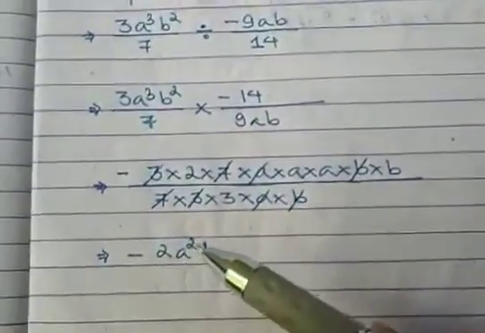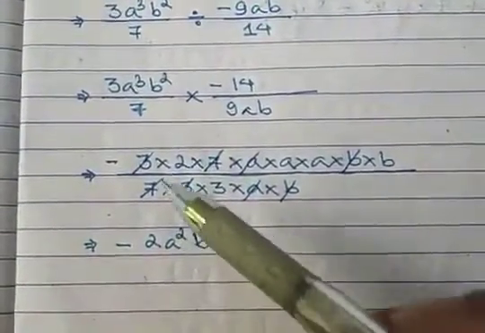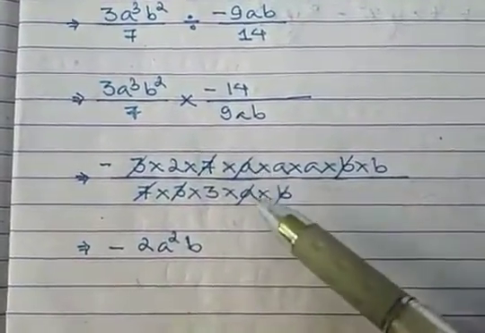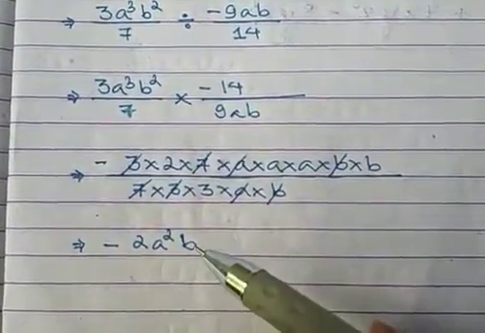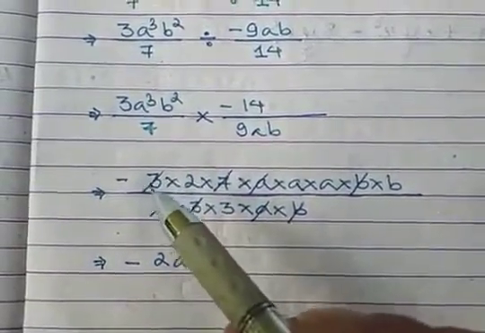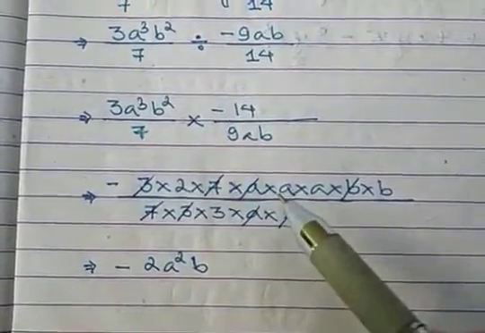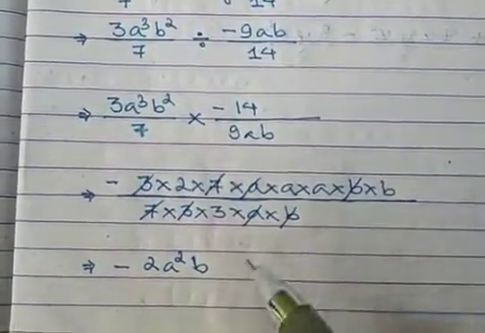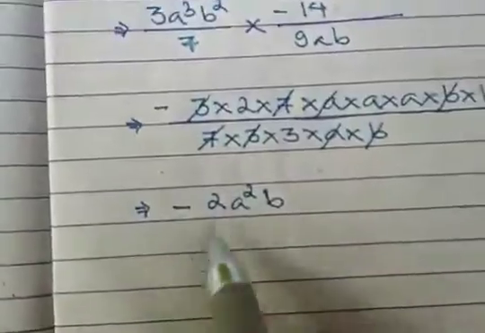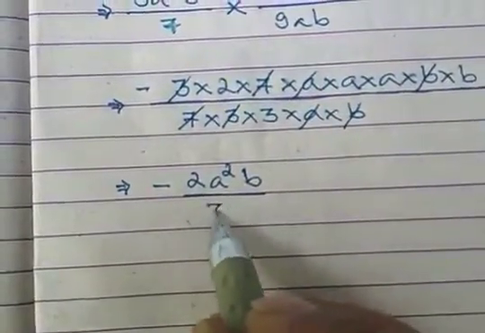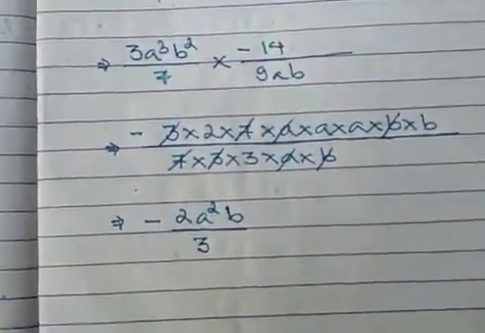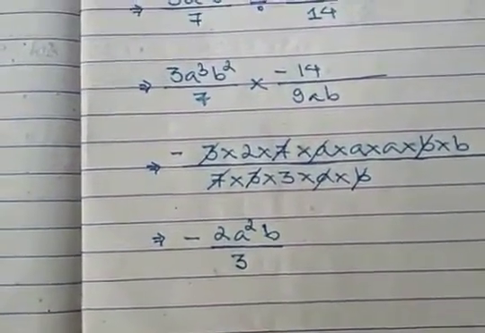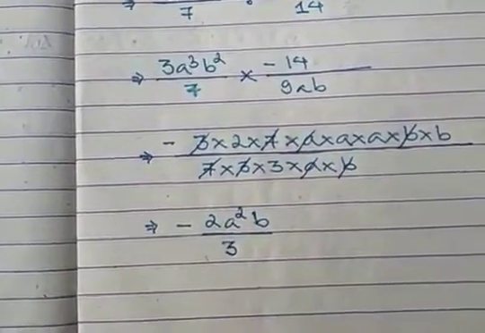Okay, now again we have the cancellation part. So 3 and 3 got cancelled, 7 and 7 got cancelled, a and a got cancelled, b and b got cancelled. So what's left? In the numerator, 2 a into a, that is a squared, the negative sign is already there, and one b left. In the denominator, again a 3 is left, isn't it? So we placed a 3 in the denominator. Is it okay? So we are done here, because it's in the simplest fractional form now.